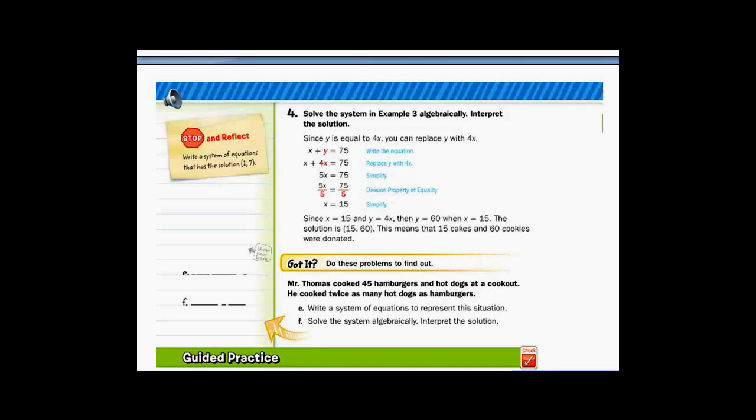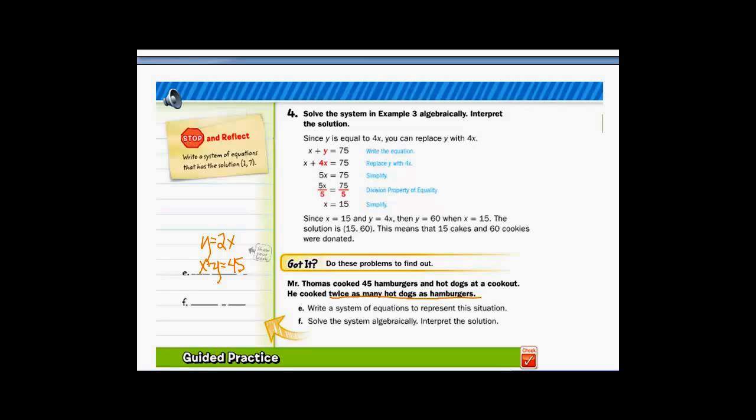Okay, let's look at this. Under got it, E. One equation that you could write is y equals 2x, because he cooked twice as many hot dogs as hamburgers. Now again, you could have used D and H if that works for you. That's fine with me. And then the other one, you know that there were 45 altogether. So that means x plus y equals 45. Or again, if you use D and H, D plus H equals 45, that would work for me too.